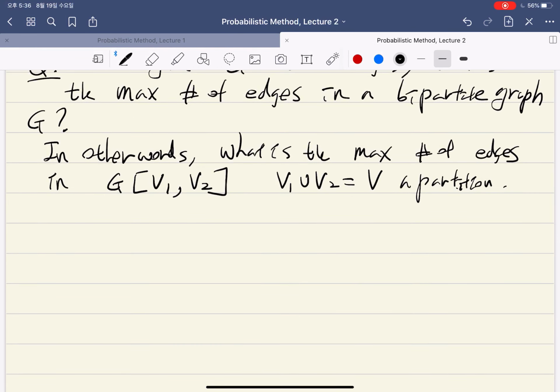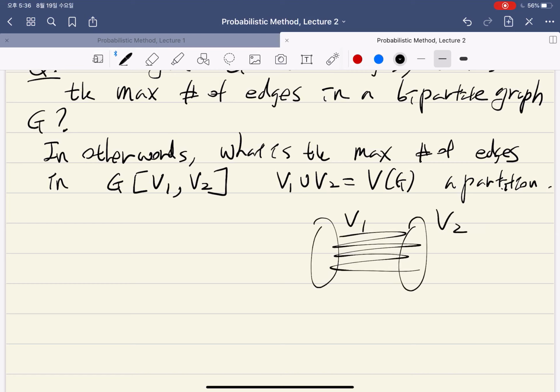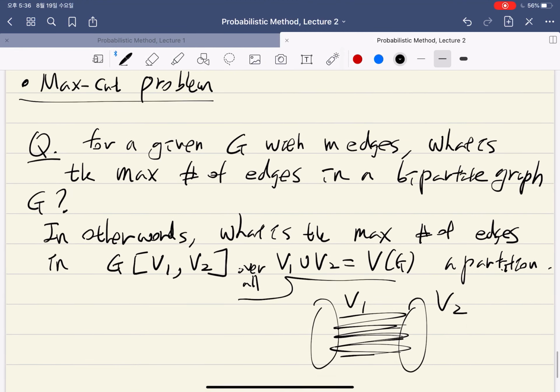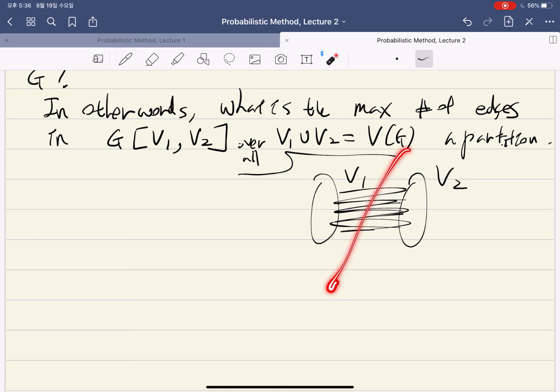So we take a partition of the whole vertex set, and we consider the edges between, and we delete the edges inside. And we consider only the number which is crossing between. Then what's the maximum over all partitions? So that's why it's called the max cut problem. We want to cut it into two so that the edges between are maximized.